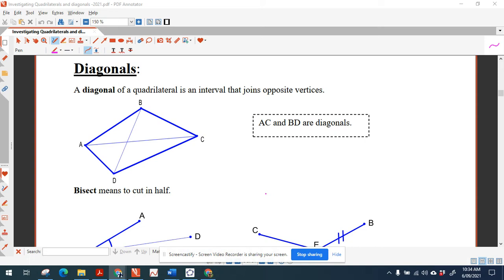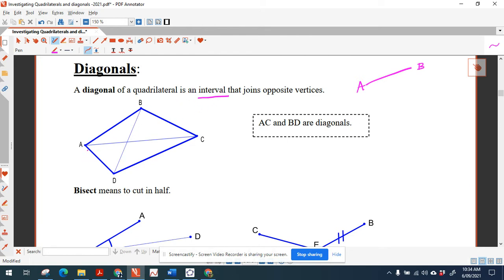All right, we're going to look at diagonals of quadrilaterals in our next lesson, which is now. So let's just have a look at what a diagonal is. Now, a diagonal of a quadrilateral is an interval that joins opposite vertices. When we're talking about an interval, if I draw a line there, an interval is a line between two points. It's got a particular length. So a diagonal joins opposite vertices.